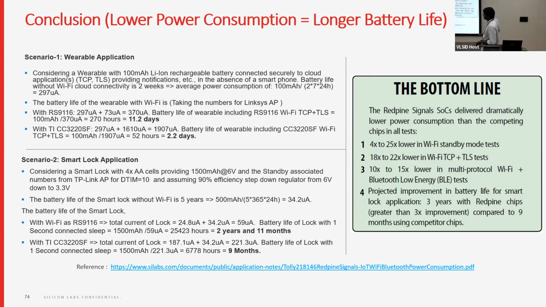The total power consumption is around 59 micro. And if you divide it by this current number, we get 2 years 11 months. The same is calculated with the third party and the vendor, and we get around 9. So this is the difference with the power save methods that we use. This is the reference link where you can find this information on the web.